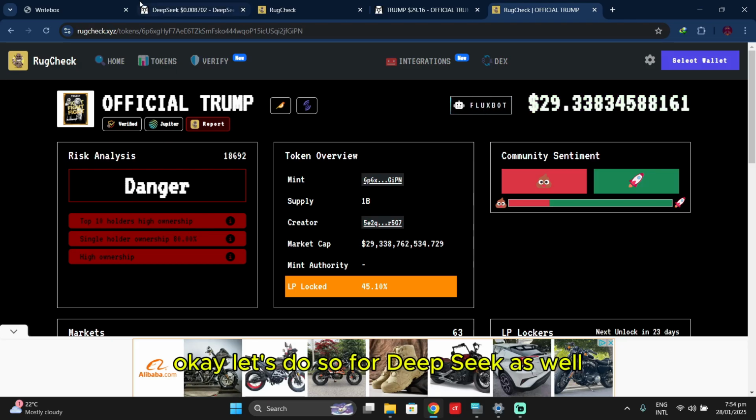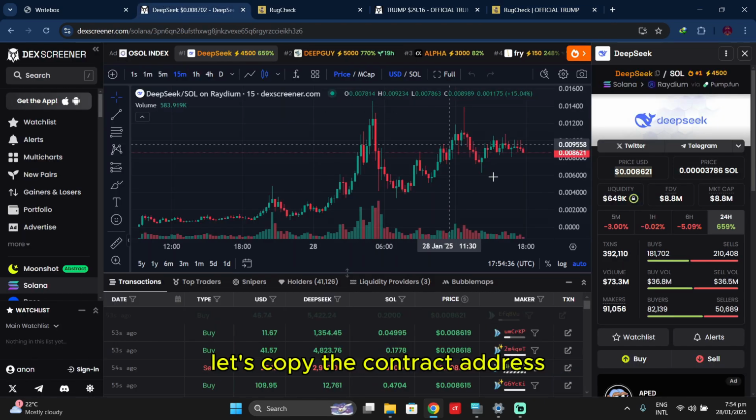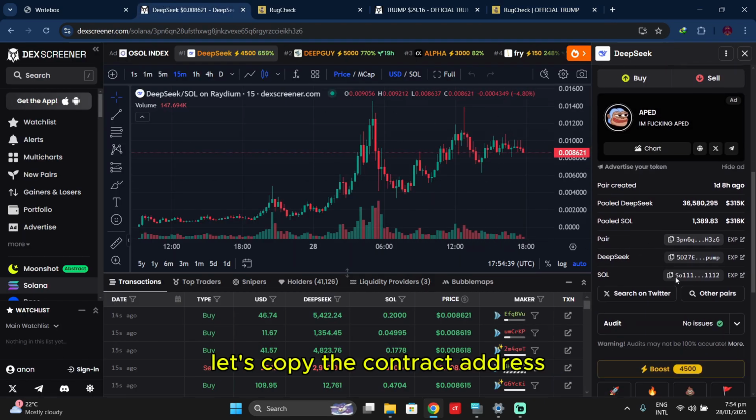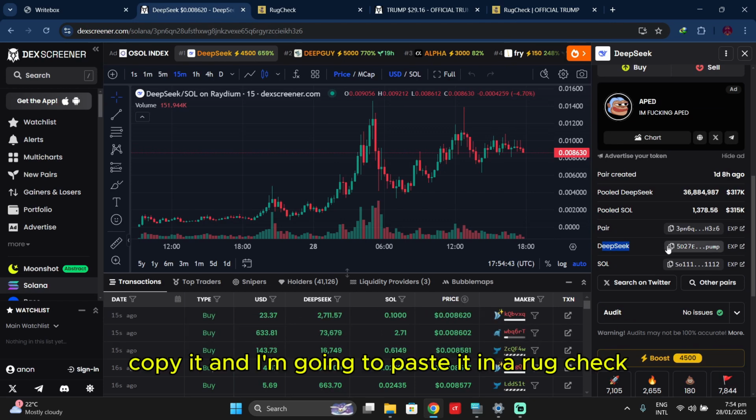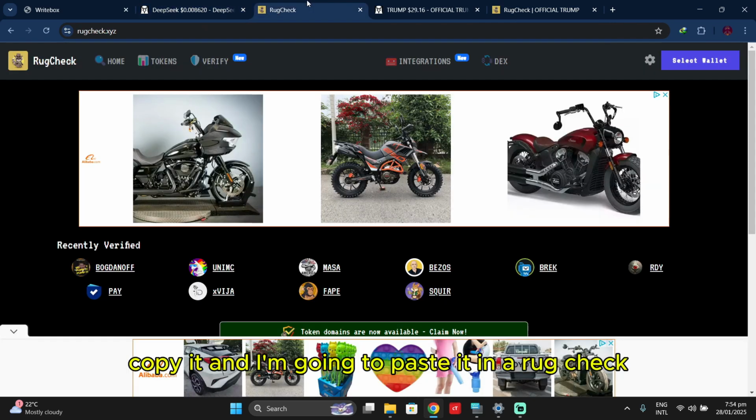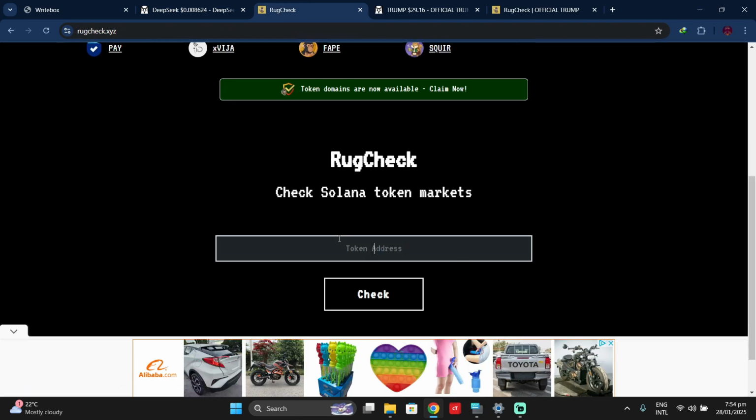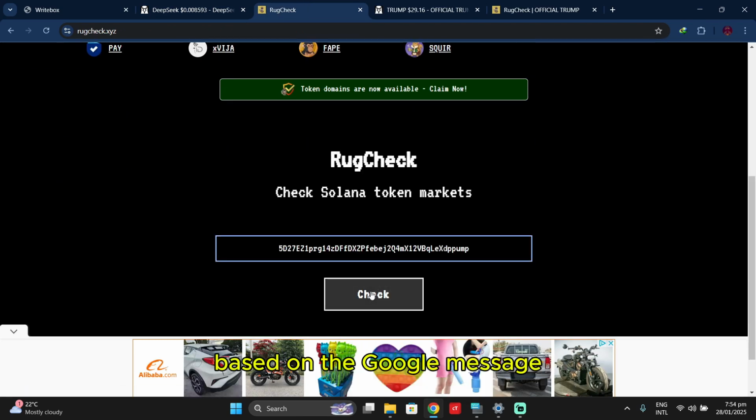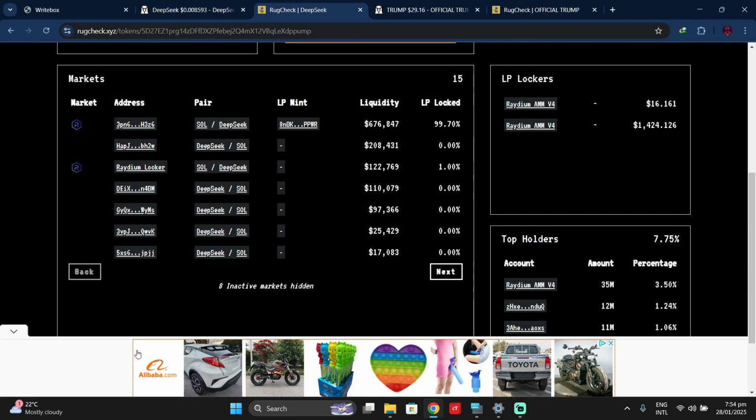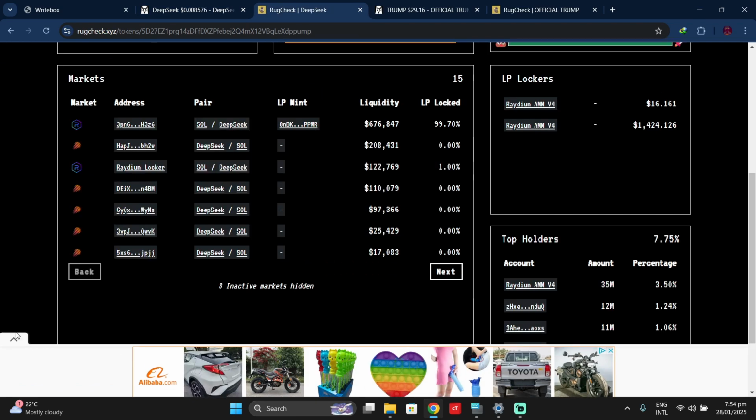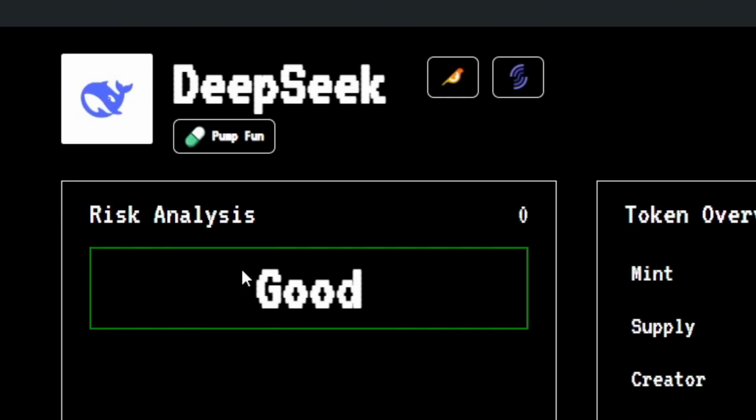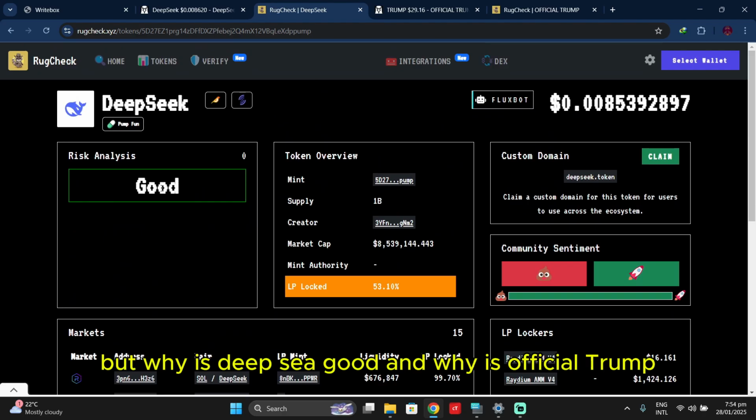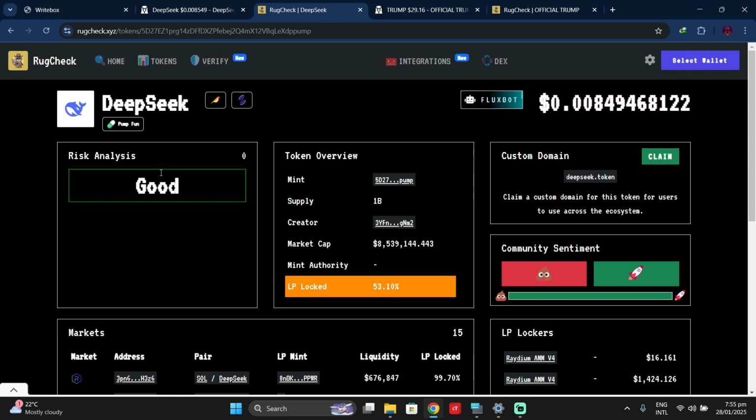Okay, let's do so for DeepSeek as well. Let's copy the contract address. I'm going to click on DeepSeek, which is here. Copy it, and I'm going to paste it in RugCheck. Paste, and then click on search. Okay, and the risk analysis is good. But why is DeepSeek good and why is official Trump showing danger?